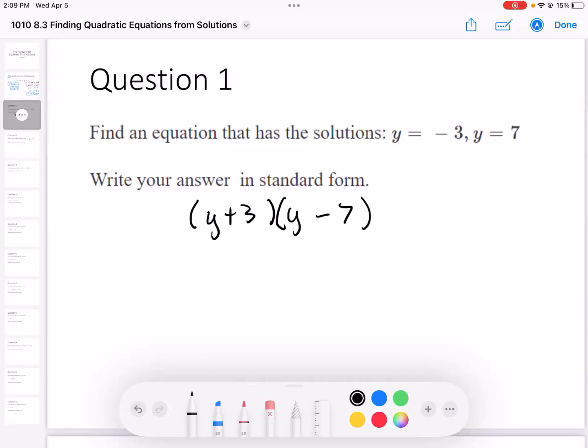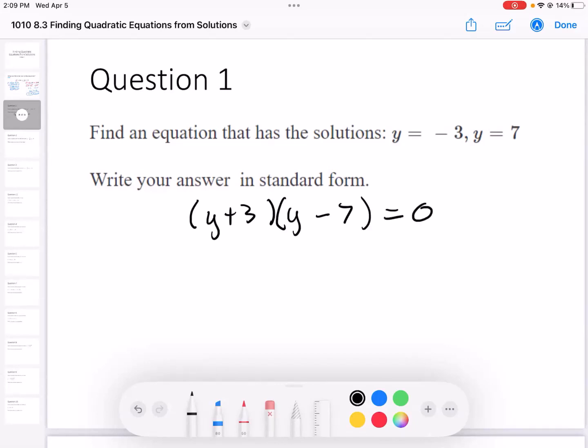Okay, now the next one, what would make y equal 7? Perfect. So we get y minus 7. And the whole point of this is that these two things make it equal 0. If these are solutions, when you do -3 plus 3, that makes this 0, or this is 0. When you multiply them together, it's going to equal 0.